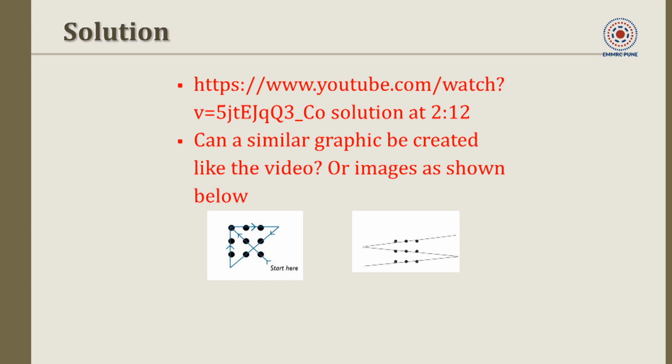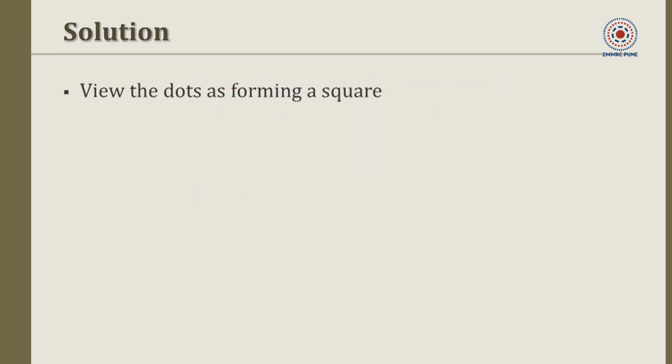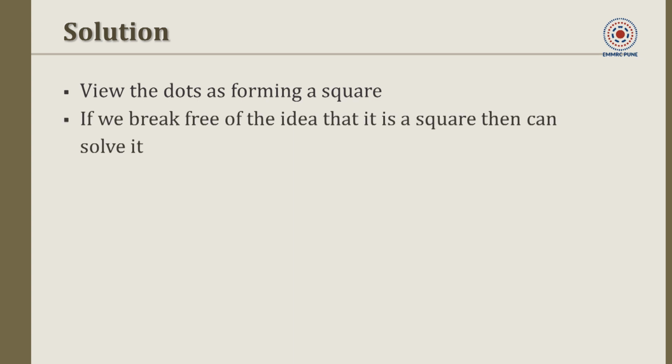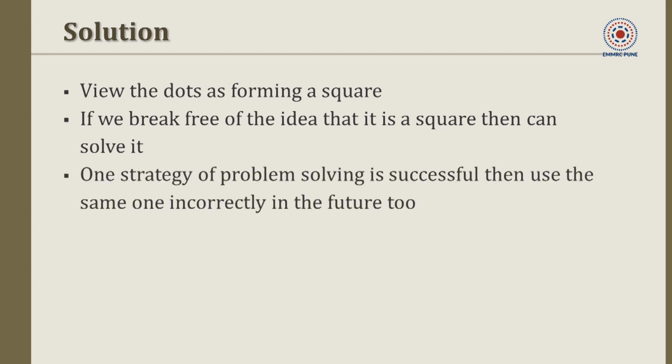In the 9-dot problem, it is likely that we view the dots as forming a square and we use the 4 lines to complete it. On the other hand, if we are able to break free of this, we can easily come up with the solution. When we solve similar problems, we get used to using one strategy. And then when we are faced with a problem framed similarly, but one that requires a much simpler solution, we cannot think of it. We continue using the same strategy that we used earlier.